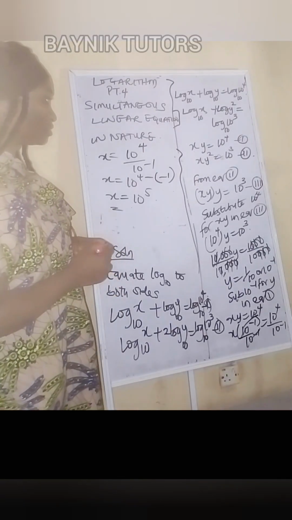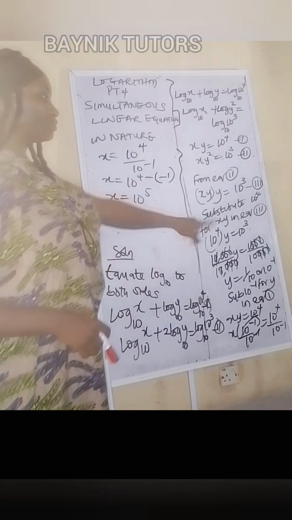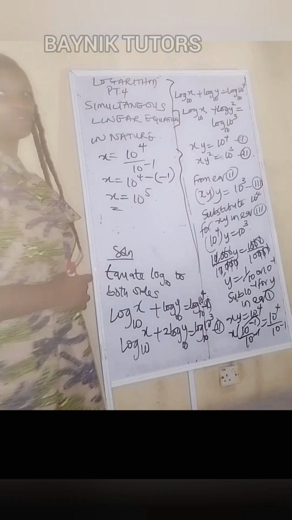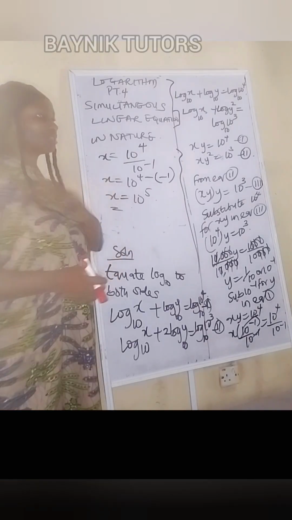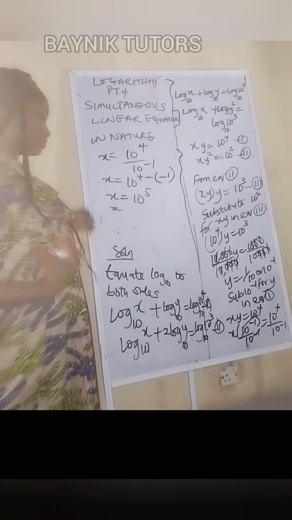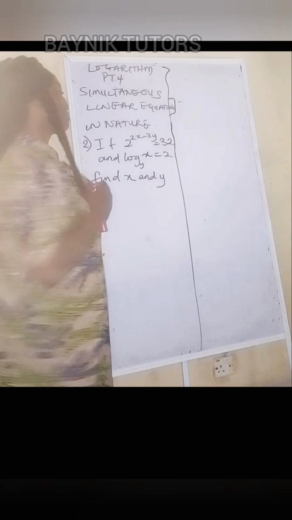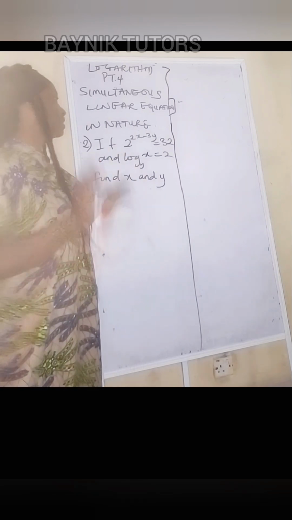So our y is what? We got our y as 10 raised to the power minus 1, and we got our x as 10 raised to the power 5. So it's as simple as that. So let's quickly solve another question. Alright, beautiful ones. So now it's time for us to smash this question. Yes, it's time to smash it.